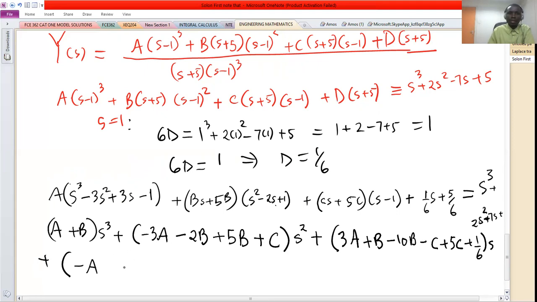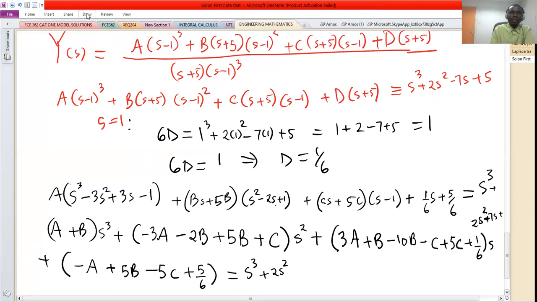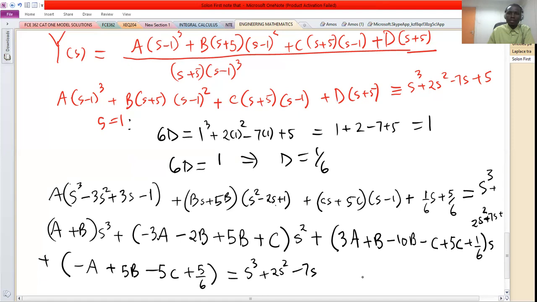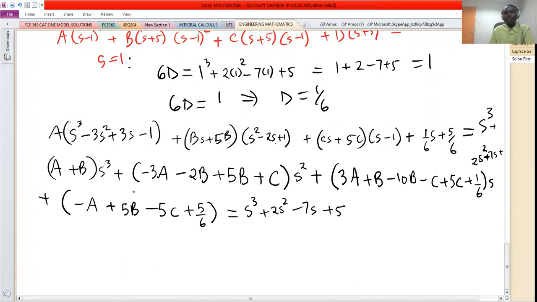And then this other bracket, I'll have plus 5b, and then here I'll have minus 5c. Here I have plus 5 over 6, and then equals s cubed plus 2s squared minus 7s, and then the constant was plus 5. So then we'll get some system of equations here.